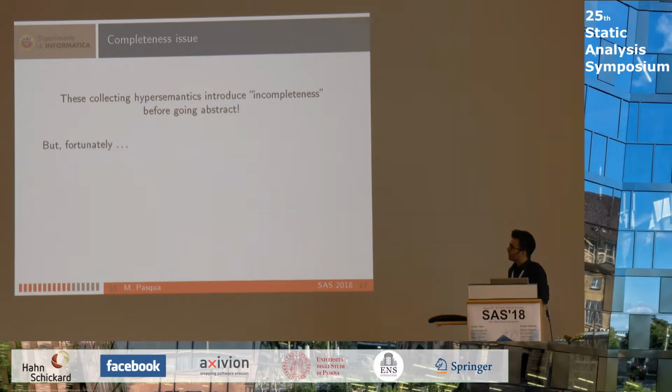But fortunately, this is not a concern for bounded subset closed hyperproperties because all these semantics we have defined are complete for bounded subset closed hyperproperties. So if a program satisfies the hyperproperty, then we can use each one of these semantics in order to verify the hyperproperty. And the extra information, the spurious information added by the hypercollecting semantics, does not affect the verification process in this case, for bounded subset closed hyperproperties.